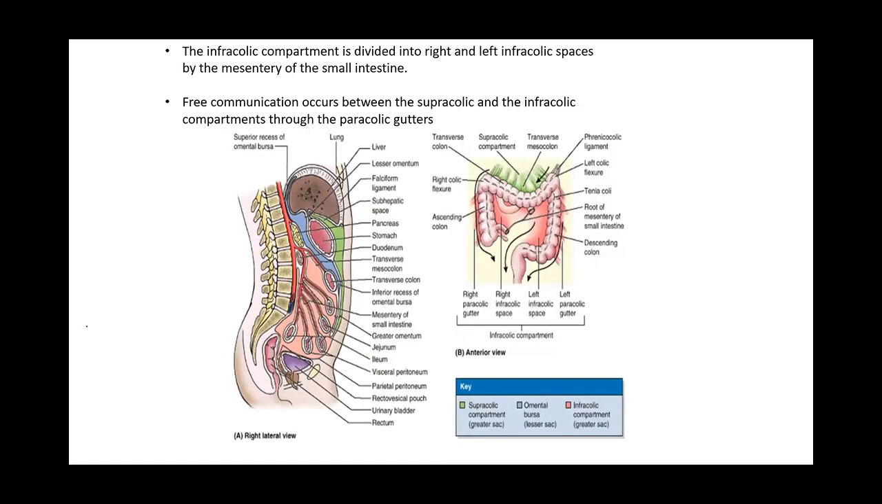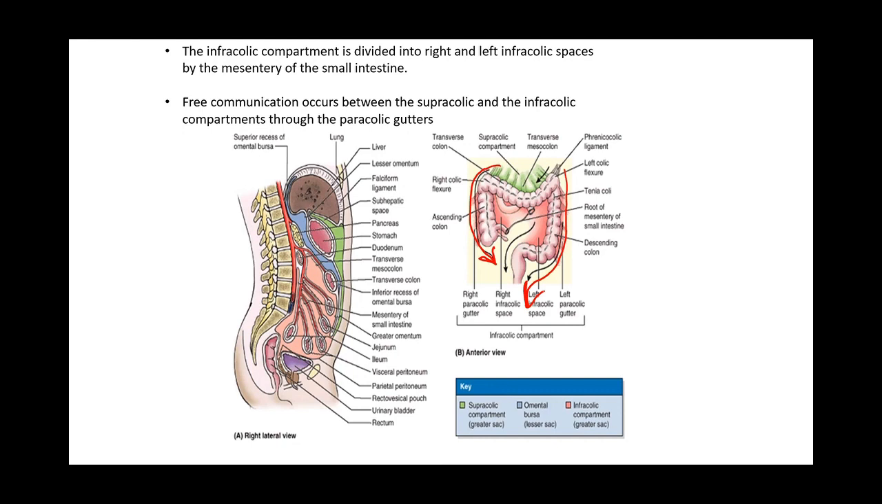Now, the infracolic compartment is divided into the right and the left infracolic space by the mesentery of the small bowel. The free communication occurs between the supra and the infracolic compartment through the paracolic gutters. You can see there is where free communication occurs between supra and infracolic compartment via the paracolic gutters.